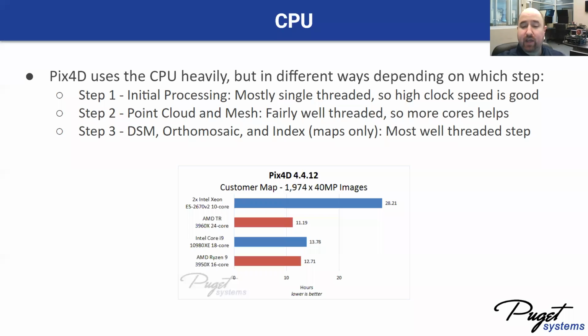And you can also see AMD's Ryzen did very well there too if you're on a little bit more of a budget. Those are great processor options. But you can see that the impact of having a CPU that's both high core count and high clock speed is really what Pix4D wants.